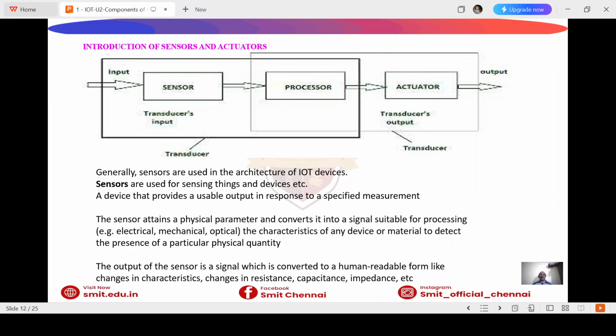And the next one is sensors and actuators. This is the most important thing. So what are sensors and actuators? Both are transducers only. Sensors get the input data, sense data and process it, do some signal processing, and give the proper control signal to the actuator. From the actuator, the mechanical output will get into the next level.